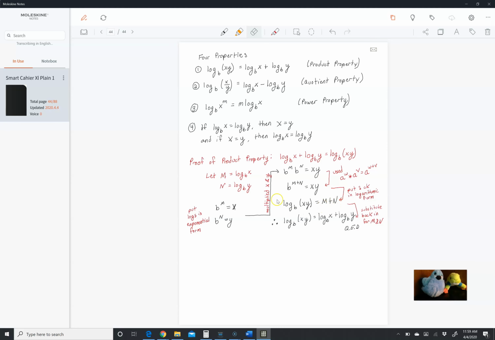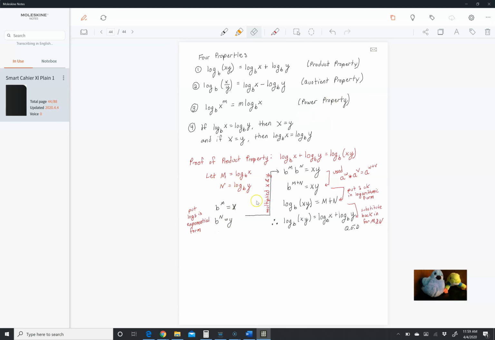And then we let m equal log base b of x. So we're just substituting back in. We're replacing m with log base b of x, and we're replacing n with log base b of y. And this is the proof of the product property. And we're done.